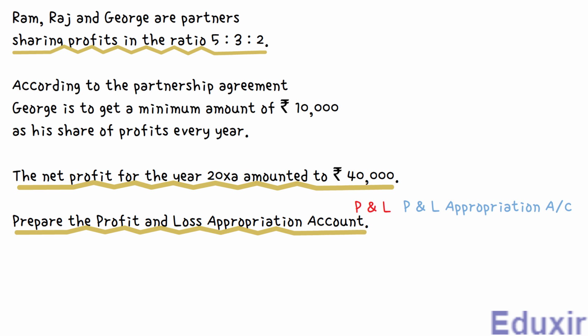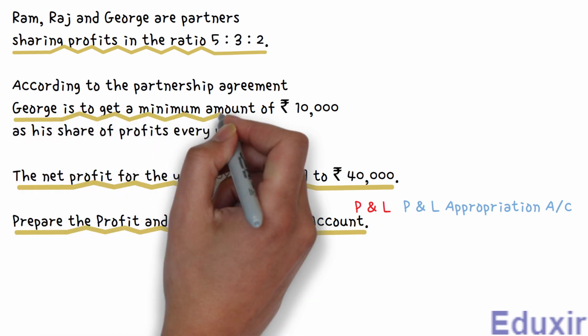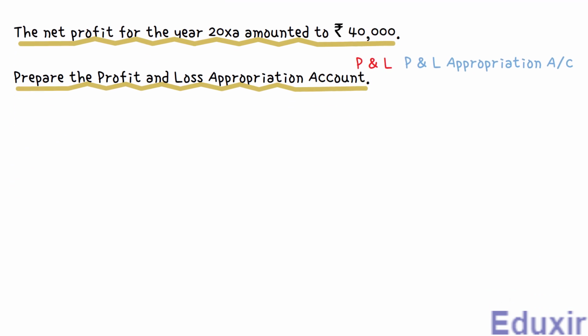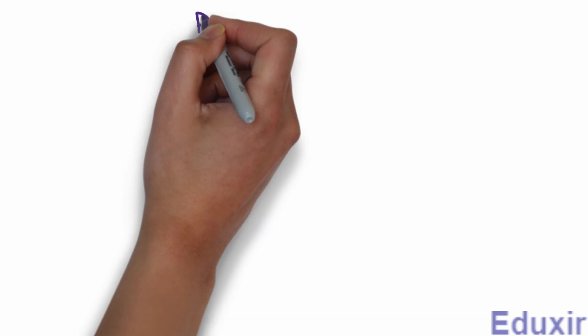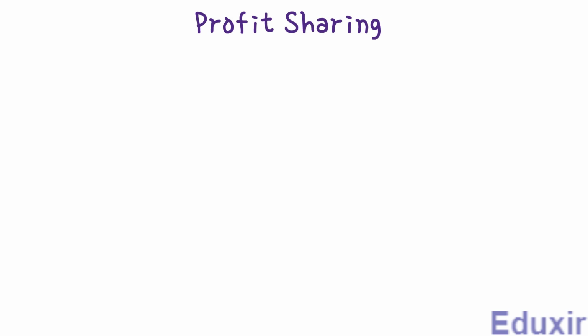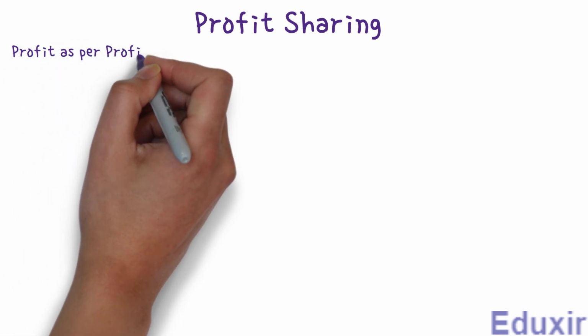Before we proceed with the calculation, there is one thing worth noticing here. It is given that the partner George is to get a minimum amount of 10,000 rupees as his share of profit. He should not get less than this amount. It can be more than 10,000 rupees, but it should not be less than 10,000 rupees. So, in the working notes section, let us first write the header profit sharing to indicate that the upcoming calculation is related to the sharing of the profit among the partners. Now, let us also have a subheader to calculate the profit as per the profit sharing ratio.